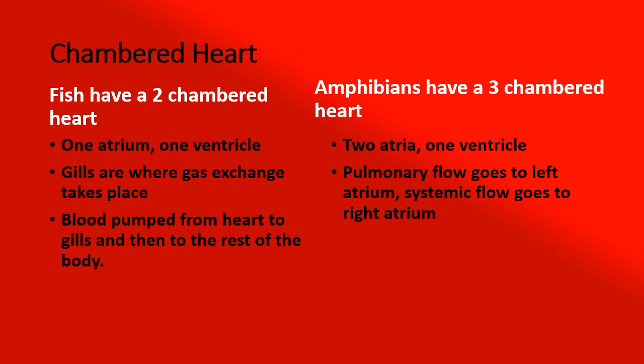But there's also oxygenated blood from the pulmonary circuit being pumped into the left atrium through the pulmonary vein. So you have oxygenated blood and unoxygenated blood being pumped through the right and left atrium, and they mix in the ventricle, and then, of course, oxygenated blood goes out to the rest of the body.